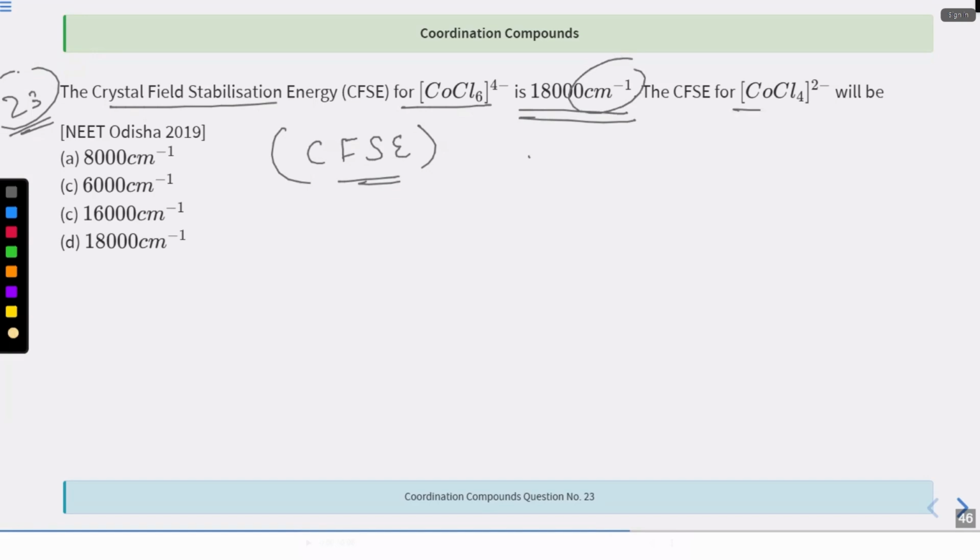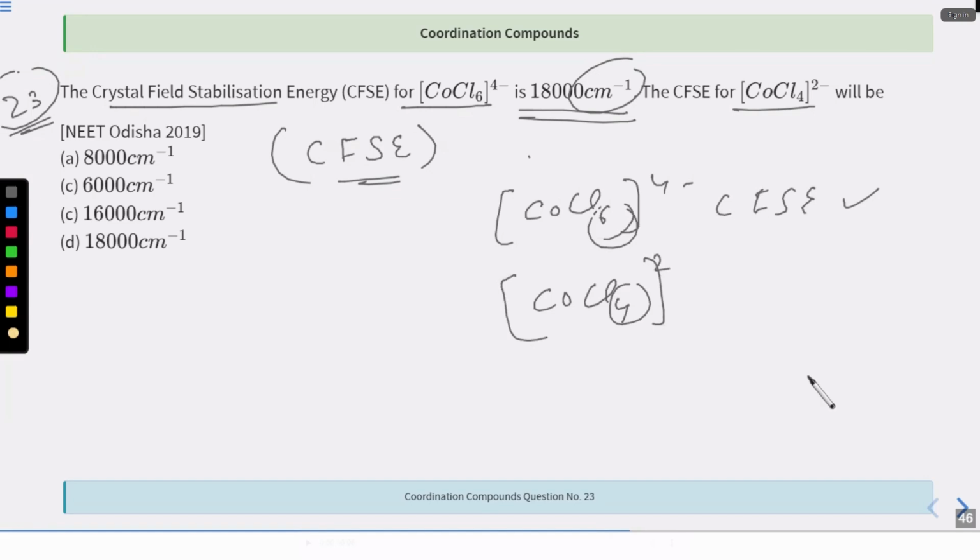So the CFSE for this will be what? So basically, the CFSE of CoCl4 minus is given, and I need to calculate CFSE for CoCl4. So this is changing this. Okay. So I need to calculate CFSE for this.